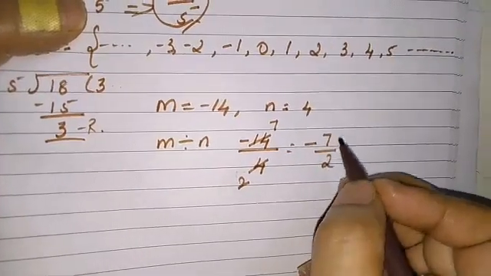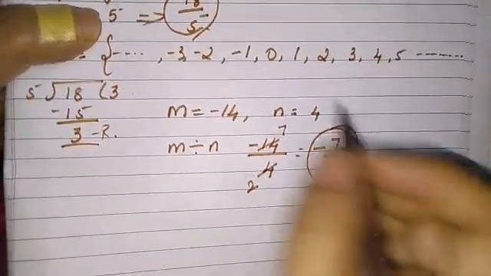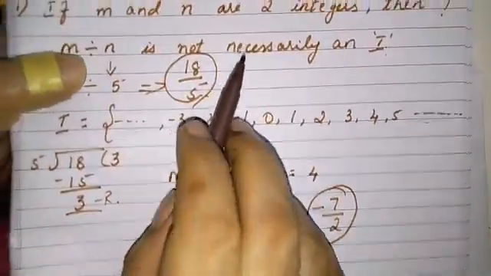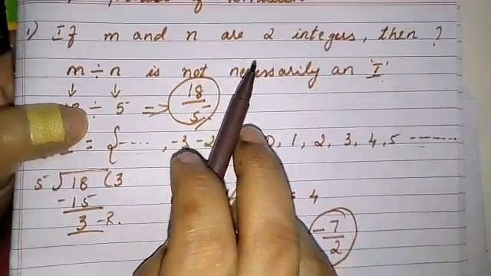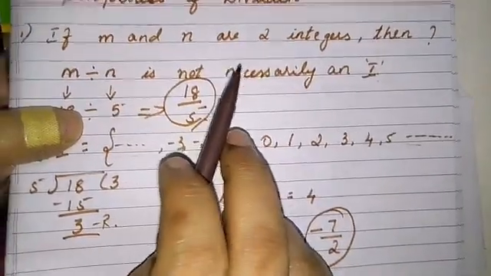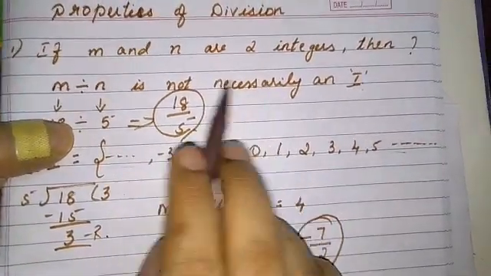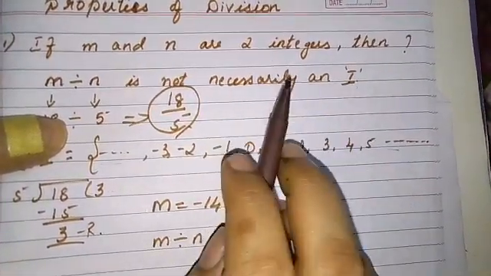But still what I see is this is not in the form of integers. So again, this has proved to be true. Property number 1 has proved to be true. It says that m divided by n is not giving, or need not be, an integer.